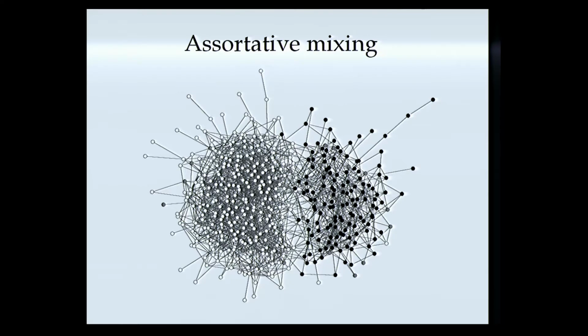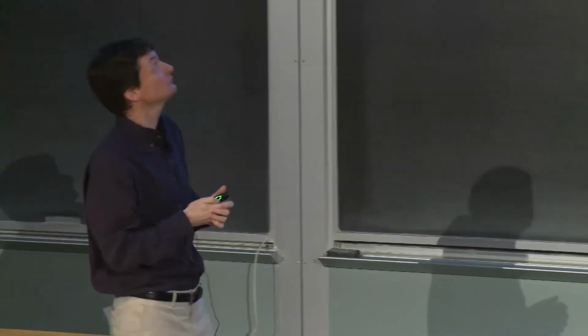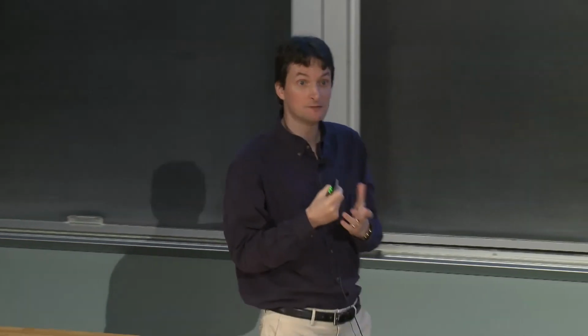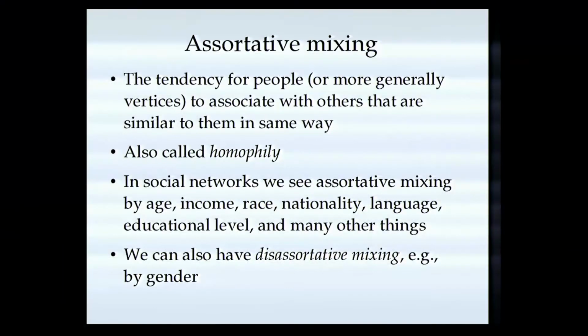Somebody said it, yeah. In fact, it's race in this case. So the white nodes are the white kids, and the black nodes are the black kids. So this is a school which is quite strongly divided along racial lines. This is not news to sociologists. They've been studying this for a long time. It's something they call assortative mixing or homophily. It's the observation that people tend to associate with other people who are like them in some way.